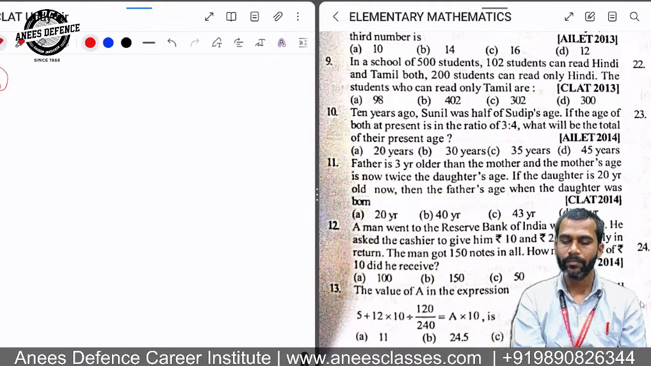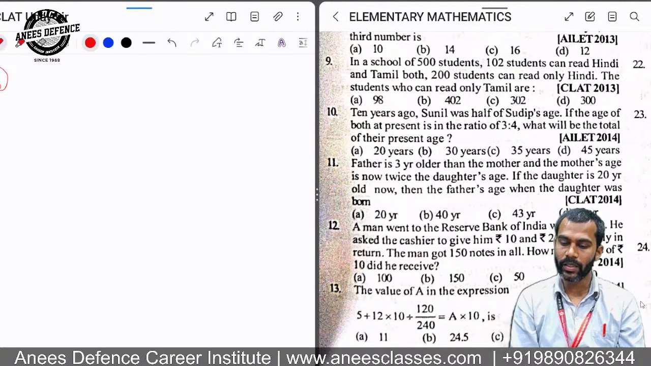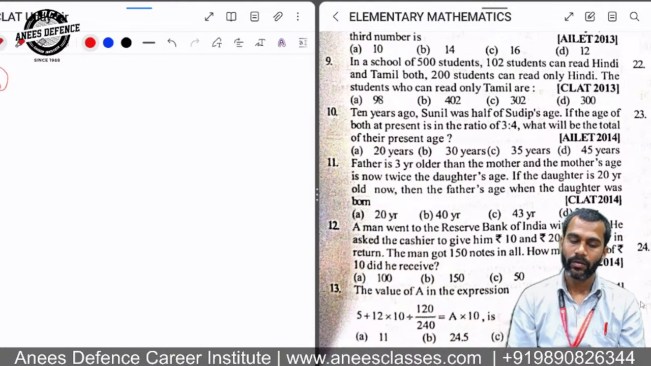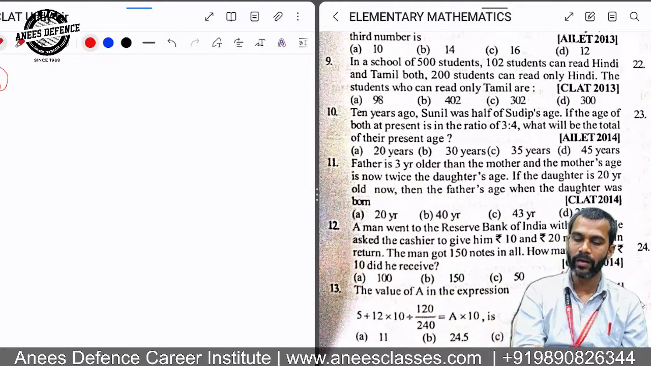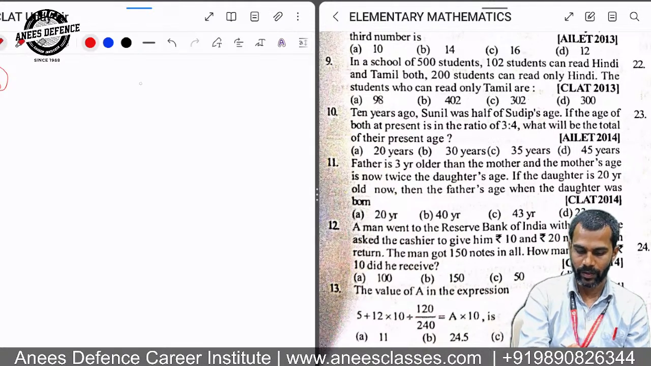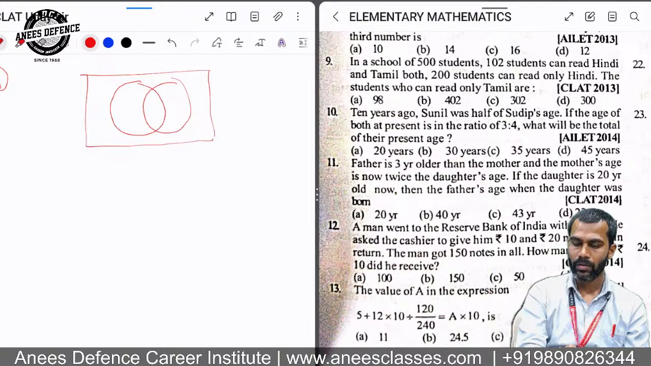Question number 9. How many students are there? 500. Hindi and Tamil, how many students can speak? 102 students. 200 students can read only Hindi. So can we draw the Venn diagram? We are supposed to find out the students who can read only Tamil. Very easy. Suppose this is Hindi, this is Tamil.